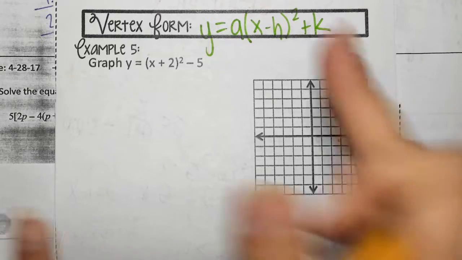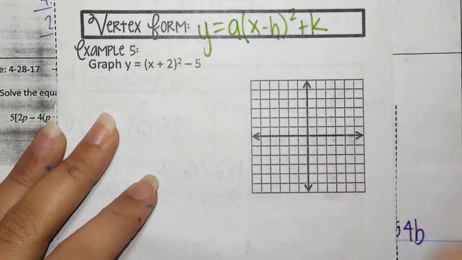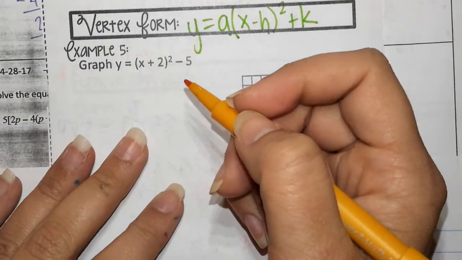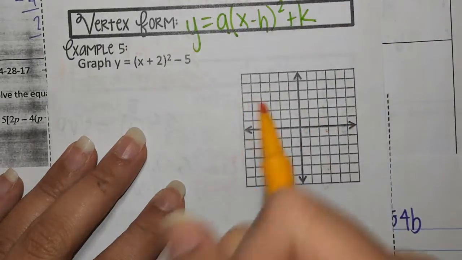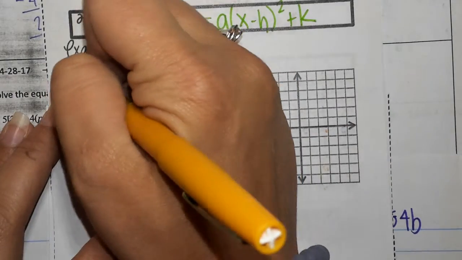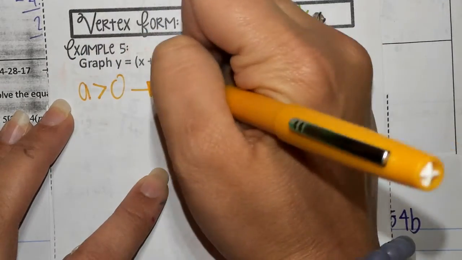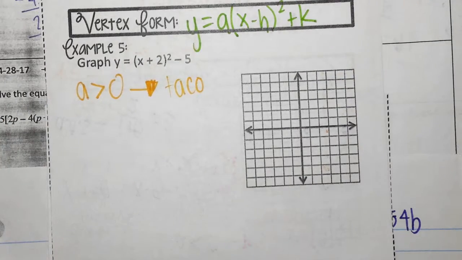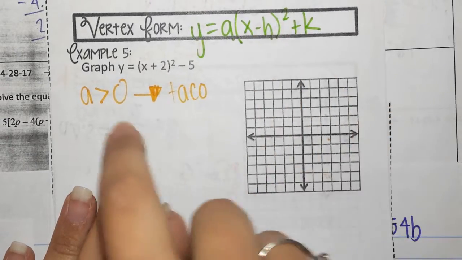Alright, so now, the rules of opening up and being a taco, and opening down and being a snow cone still apply. So if A is greater than 0, it's a taco. Does everybody understand? Yes. No.